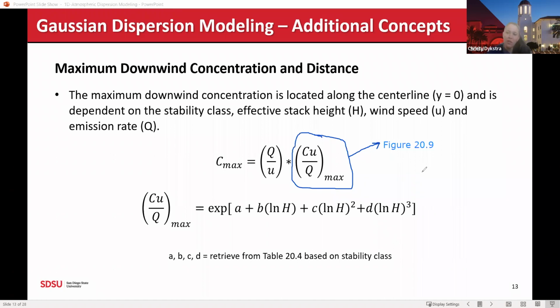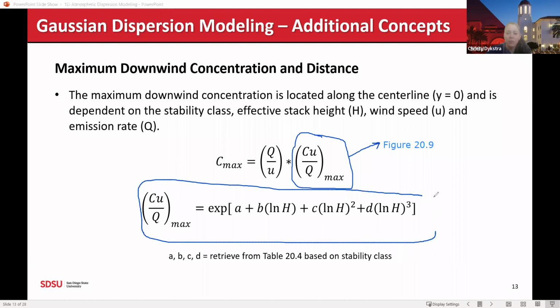It can be a little bit tricky, and there's not always an easy way to read this. Sometimes your effective stack height goes above what's on that figure and so on. So a second way to do that is to use this equation right here. You can calculate it specifically using this equation.